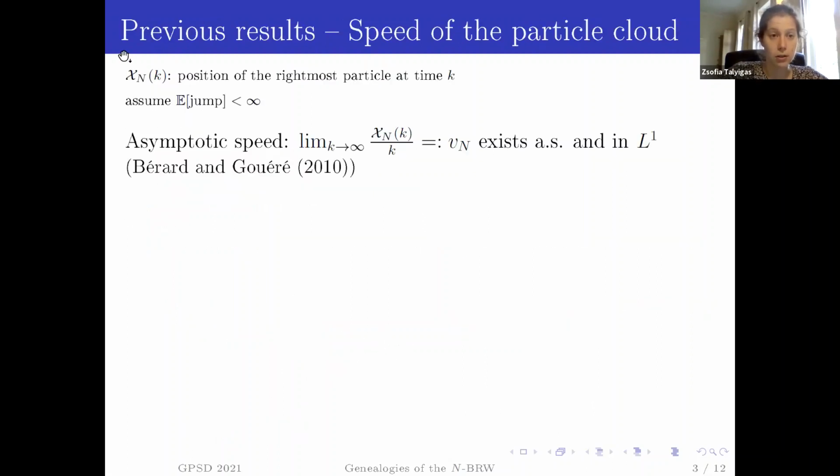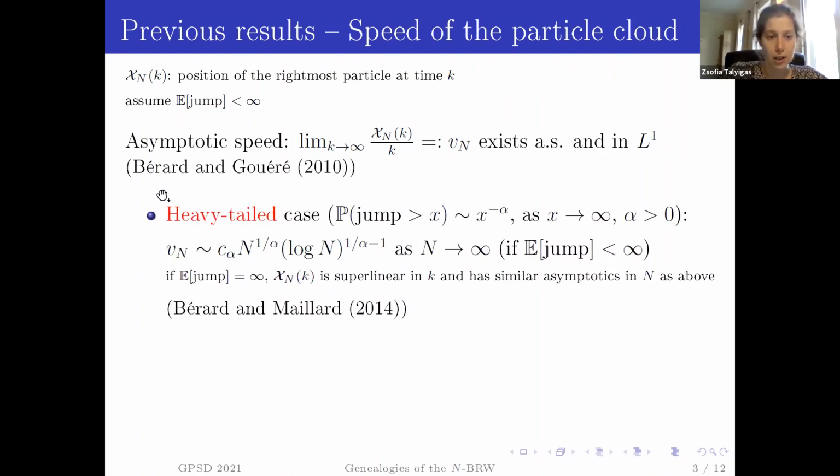So now I will talk about some important previous results on the speed at which the particle cloud is moving to the right on the real line, in cases of different jump distributions. So let's recall that X_n^k denotes the position of the rightmost particle at time k. And then assuming that the jump distribution has finite mean, we have a deterministic asymptotic speed as time goes to infinity. So we can take the limit as k goes to infinity of X_n^k over k, and this limit exists almost surely and in L1, and it will depend on the jump distribution and on the number of particles n. So I will write V_n for this asymptotic speed, and I will now mention 2 previous results on the behavior of V_n as n goes to infinity.